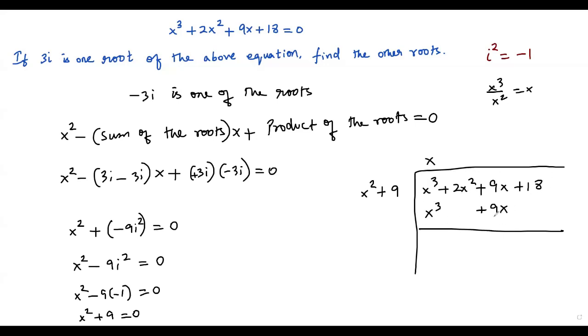Since we do subtraction, we have to multiply the expression at the bottom by a negative sign. The positive x cubed becomes negative x cubed, and the positive 9x becomes negative 9x. So the positive x cubed and negative x cubed cancel, and positive 9x and negative 9x cancel out. The resulting expression is 2x squared, and we can also bring this positive 18 down.